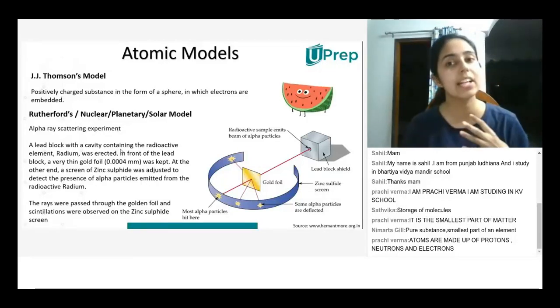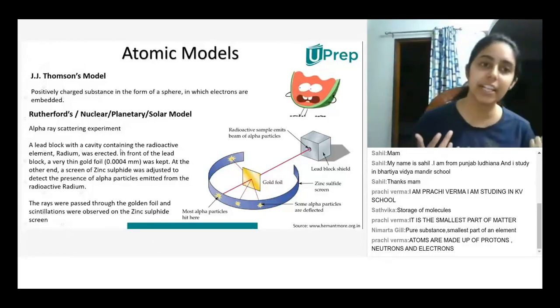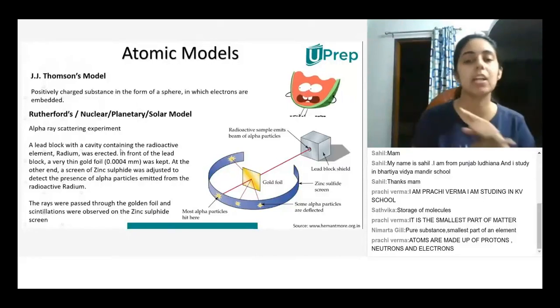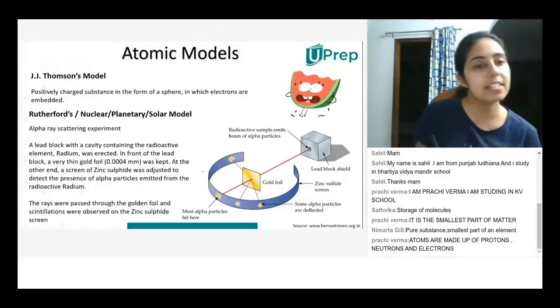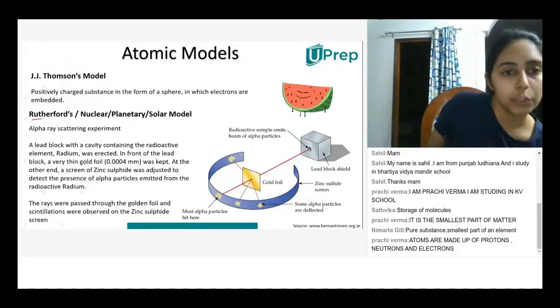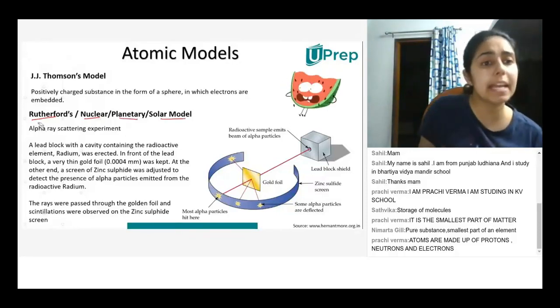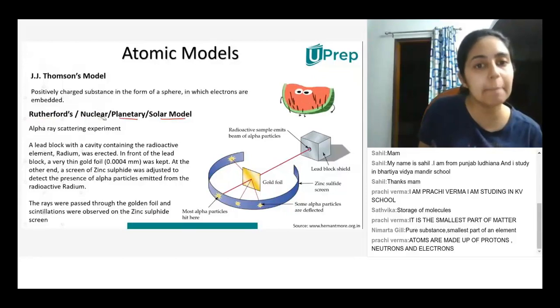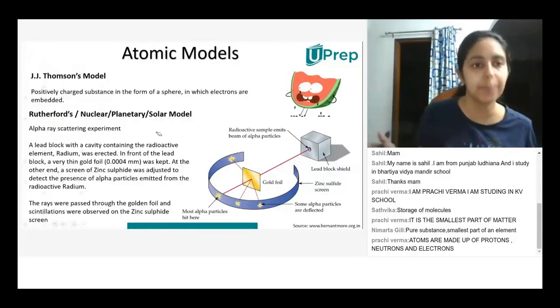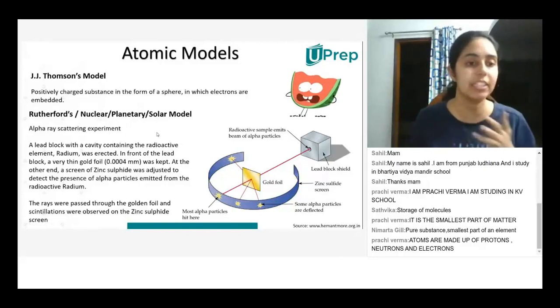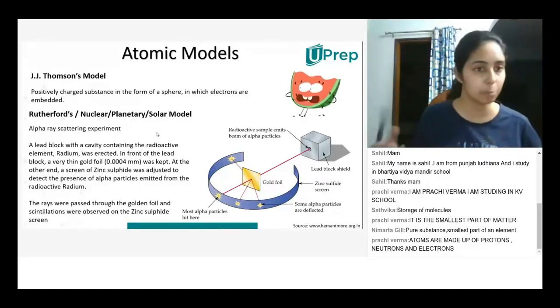How did he discover electrons? He did the cathode ray experiment, which I just skipped just now, right? So he did that experiment. Yeah, so the next atomic model is the Rutherford nuclear, planetary, solar model. They are all the same model but with different names. So if somebody asks you what the nuclear, planetary or solar model is, it's basically the Rutherford's model.